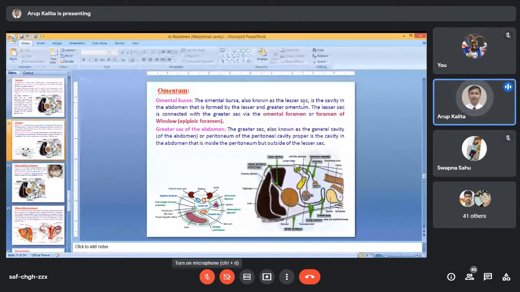Is the cavity in the abdomen that is formed by the lesser and the greater omentum. Here you see, this is the stomach. It is the lesser curvature of the stomach, so it is the lesser omentum. This is the greater curvature of the stomach, that is the greater omentum. Both are coming and forming a bursa.